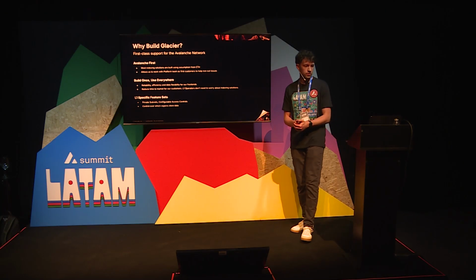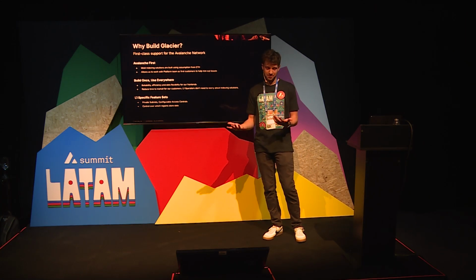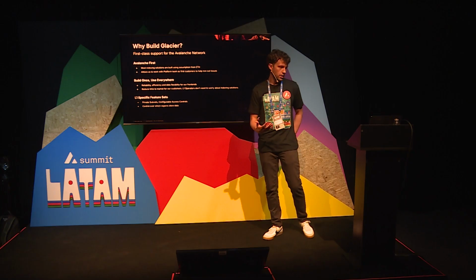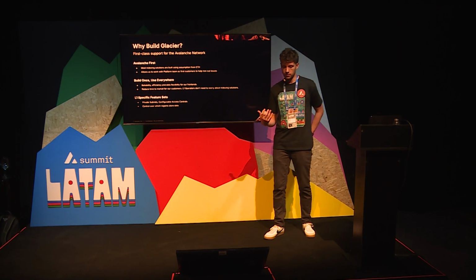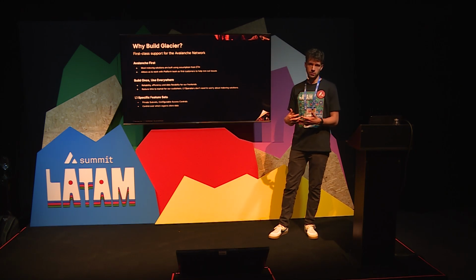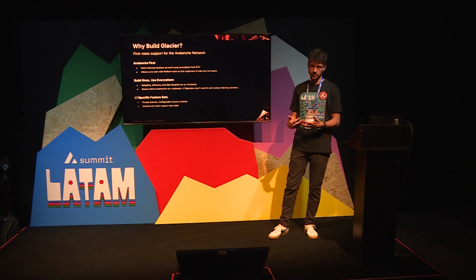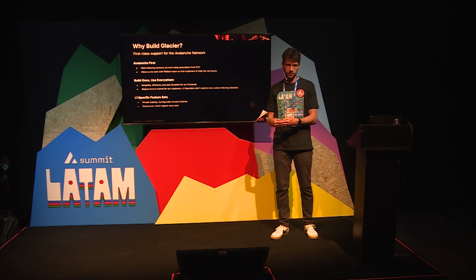So why did we build Glacier? There are other blockchain indexers. I'd be shocked if you guys didn't know that. There are other blockchain explorers or wallets. But we built Glacier because we wanted an Avalanche-first indexer. A lot of these existing indexers in the ecosystem are built with Ethereum in mind. They're built with the concept of reorgs, with non-instant finality. And we wanted to build something that was centered around Avalanche.